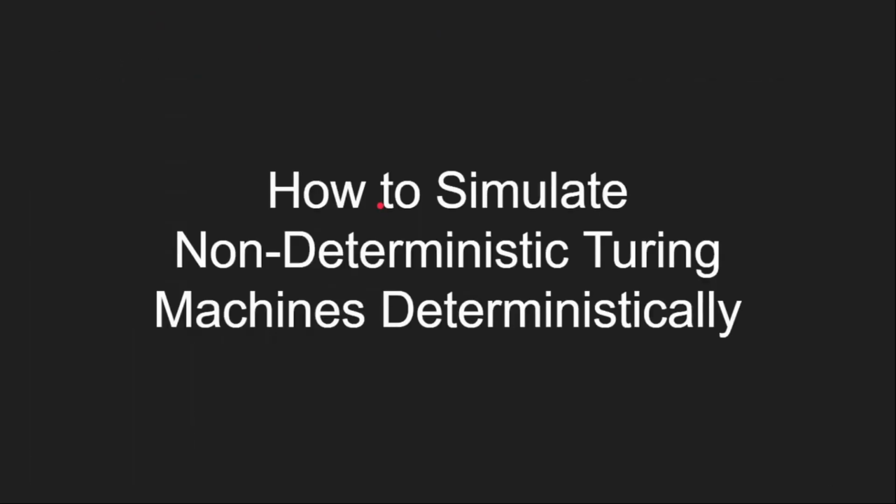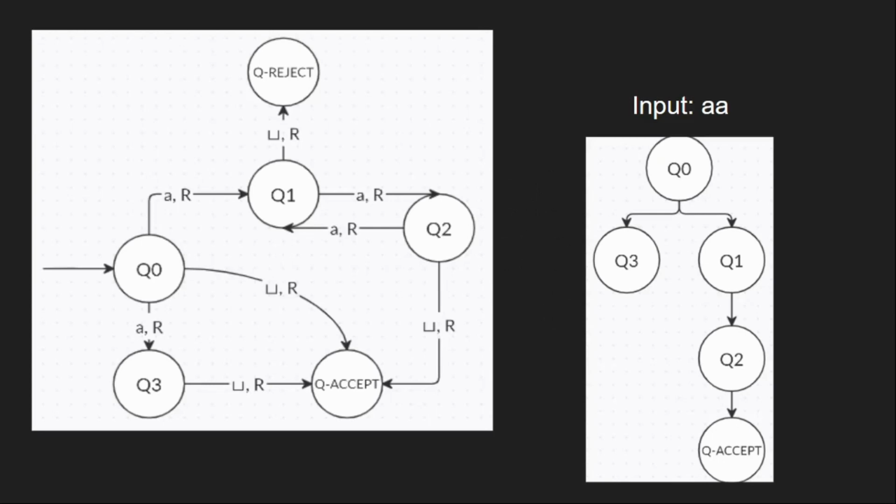Okay, now let's get into how to simulate a non-deterministic Turing machine with a deterministic Turing machine. Here's our non-deterministic computation tree based on N's transition function and the input of two A's. First, let's understand a model of how our deterministic Turing machine is going to work. Let's visualize what type of computation it's going to do. So basically our machine is going to search this tree for any accept state.